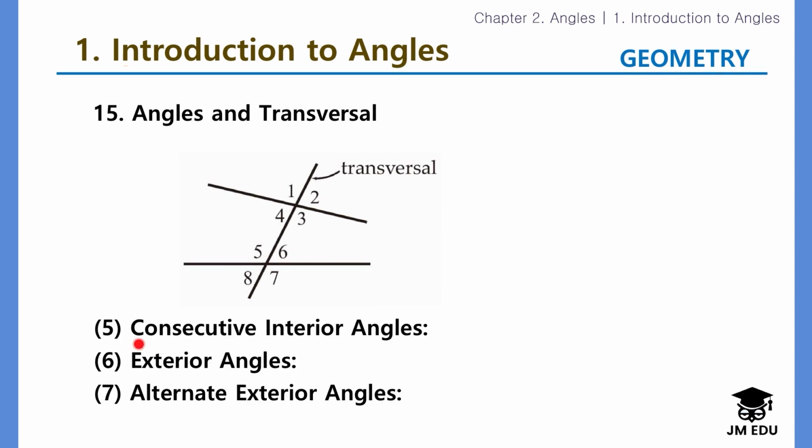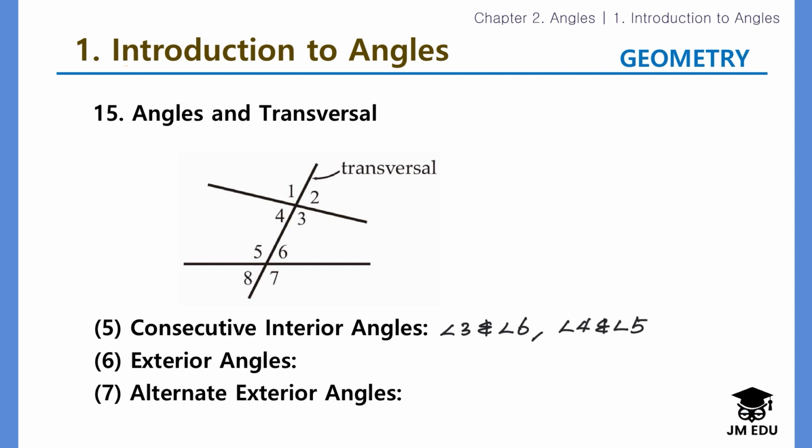Number 5, consecutive interior angles. Consecutive interior angles are literally consecutive two interior angles. So in this figure, angle 3 and angle 6 are consecutive interior angles. So angle 3 and angle 6. Also, two consecutive interior angles, angle number 4 and angle number 5, right? So angle number 4 and angle number 5, these two angles are consecutive interior angles.